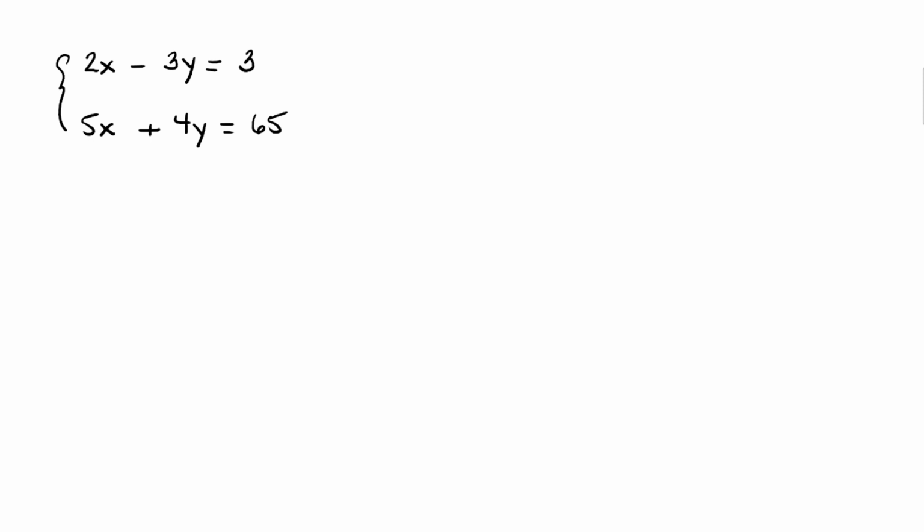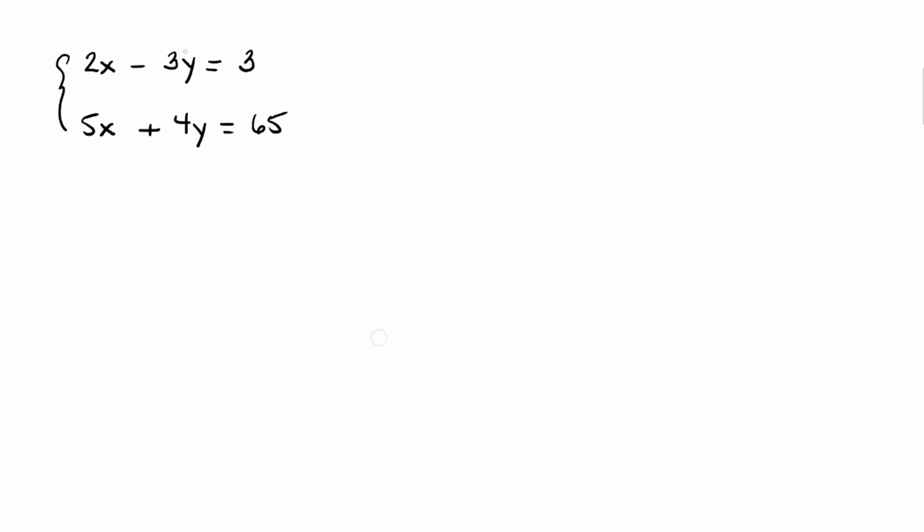In other words, we want to make the coefficients of one of the variables opposites so that when we add them, the variable disappears. Notice that we can't just simply add them as they are, and it looks like it's going to be difficult to just multiply one equation by a number.